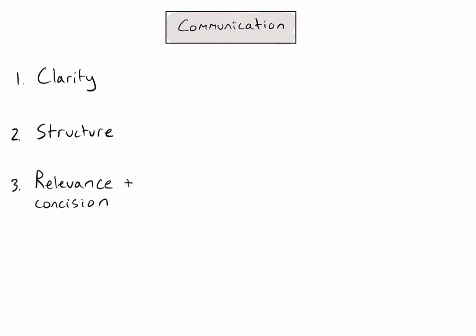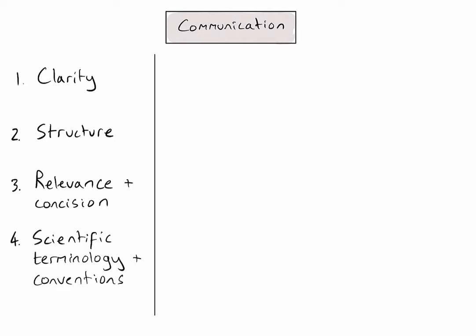For the communication criteria of the chemistry IA, there are four main features we're looking for: clarity, structure, relevance and concision, and finally, scientific terminology and conventions. Let's take a look at clarity first of all.